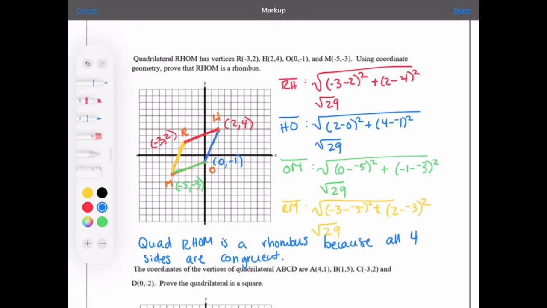Just remember, you have multiple options if you're just proving it's a parallelogram, but if it's a rhombus, I would just tell you, I would go for the distance formula for all 4 sides every time. All right? That's it.